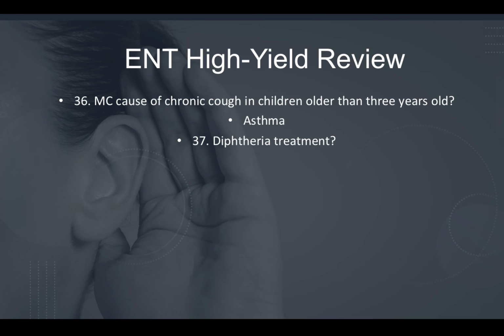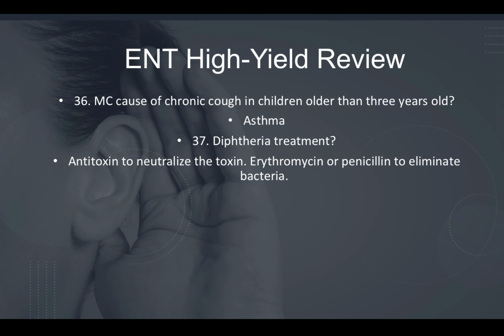Diphtheria treatment. Diphtheria is treated with antitoxin to neutralize the toxin and erythromycin or penicillin to eliminate bacteria. So they're going to give you a question stem, you figure out this is diphtheria, and they're going to ask you what's the treatment, and the answer is antitoxin and erythromycin.